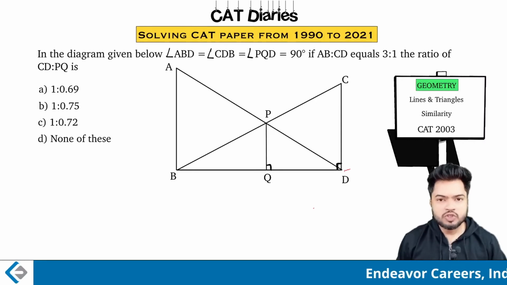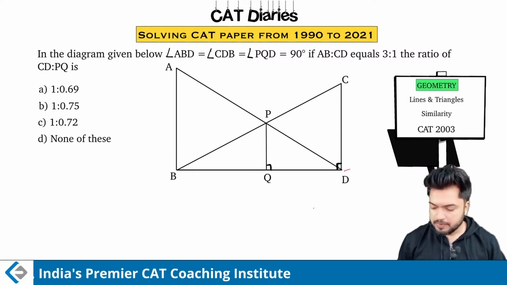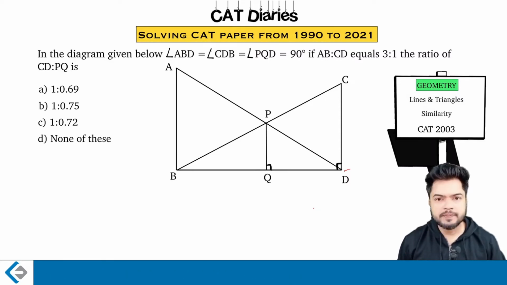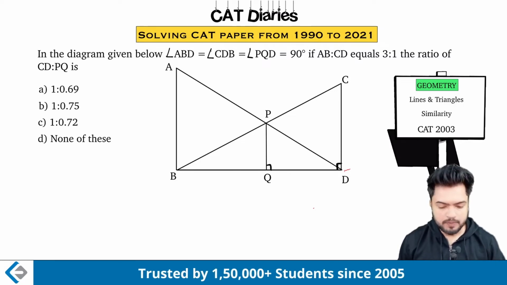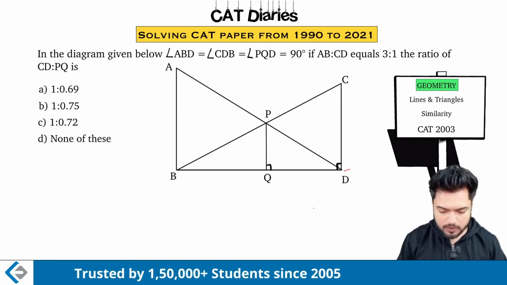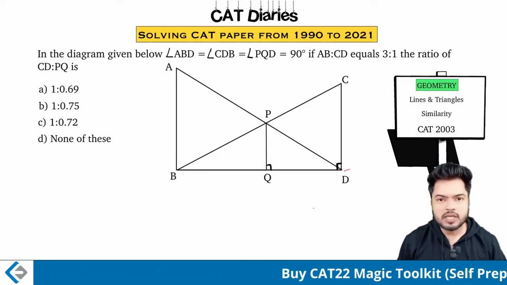So let us now solve our first problem based on the concept of similarity. This problem came in the year 2003. Let's apply whatever we have learned to solve this problem. In the diagram given below, angles ABD, CDB and PQD are all equal to 90 degrees.